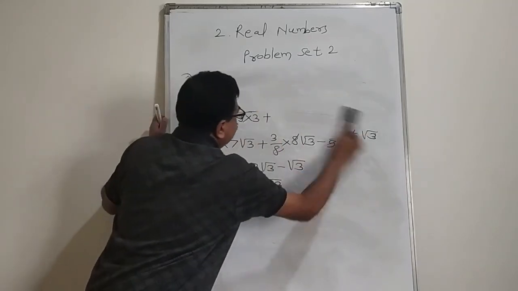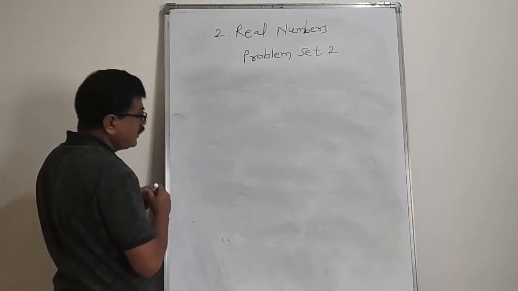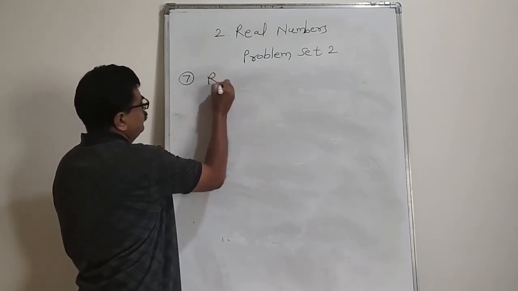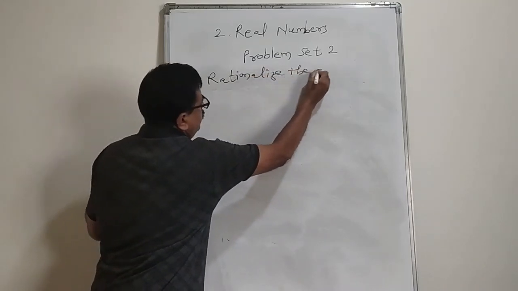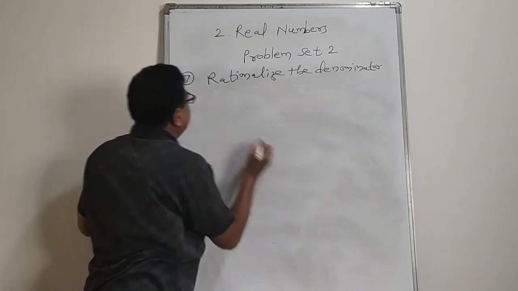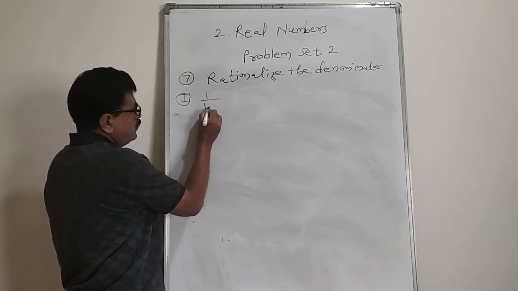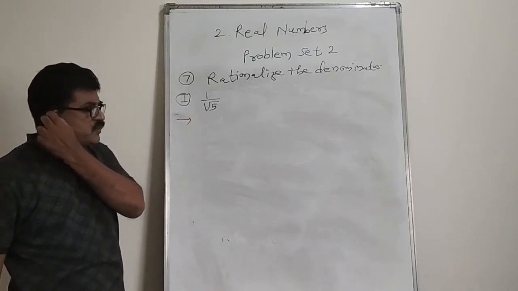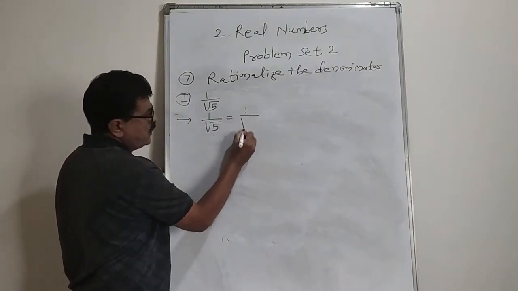Write down next question. Question number 7. Rationalize the denominator. First example, 1 upon square root 5. Now we have to rationalize this 1 upon square root 5. First write down this as it is. 1 upon square root 5 is equal to 1 upon square root 5.